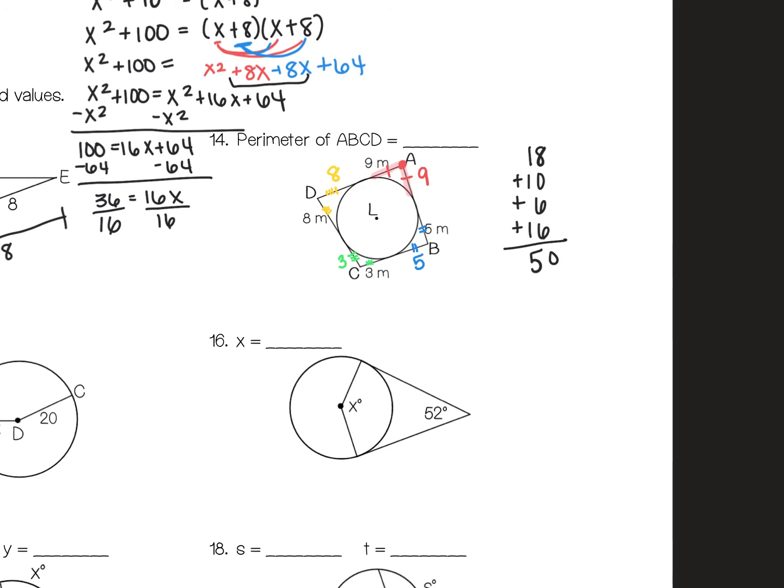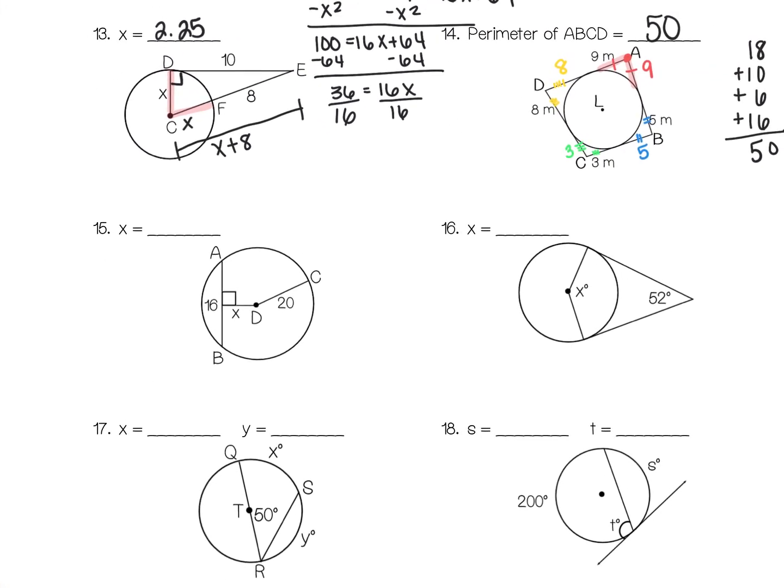And add it all together, the perimeter is 50. For this one here, this is a radius. Anywhere you draw in a radius, it's going to be the same length. The goal is to have a right triangle, so I'm going to go ahead and draw a radius in right here, which length would be 20.